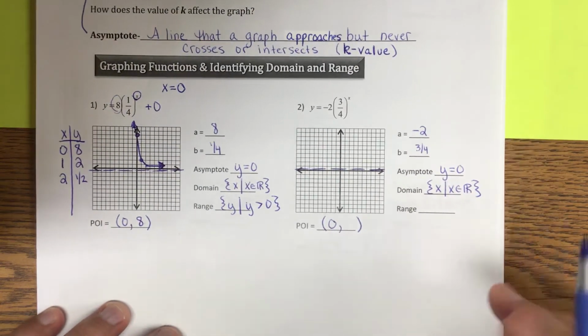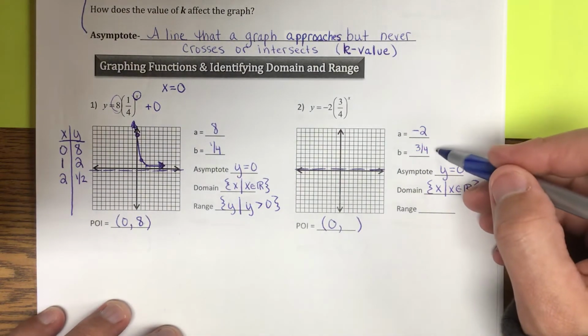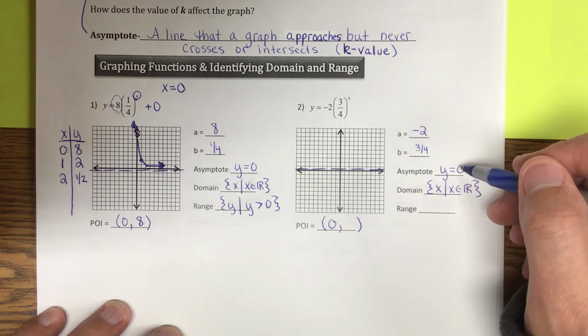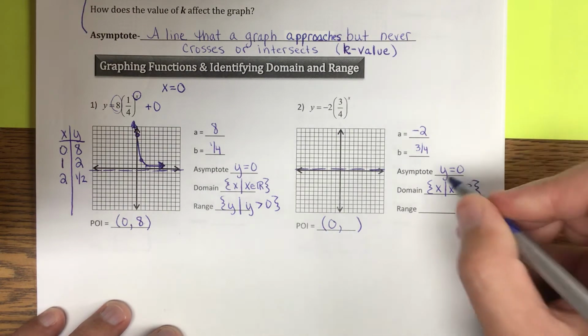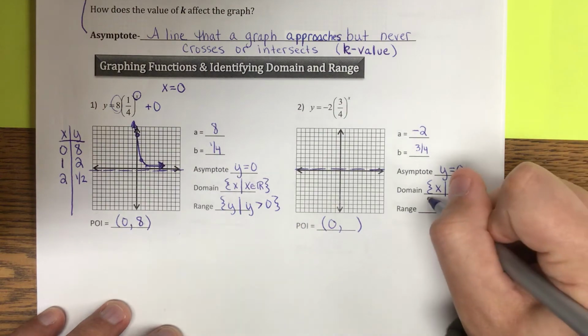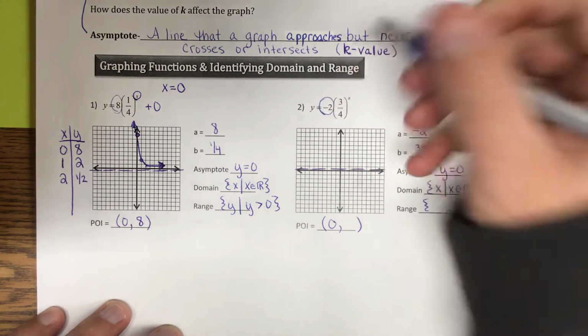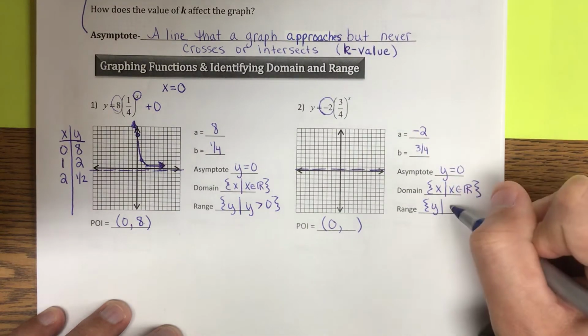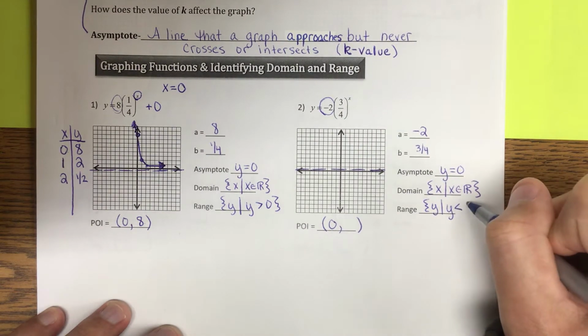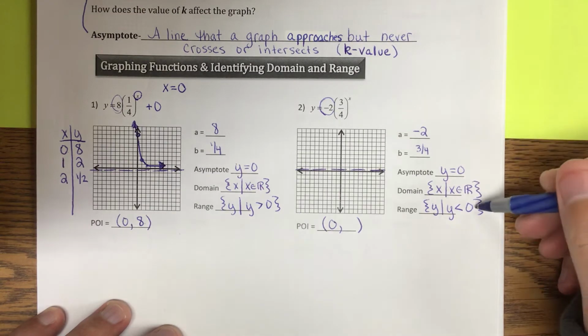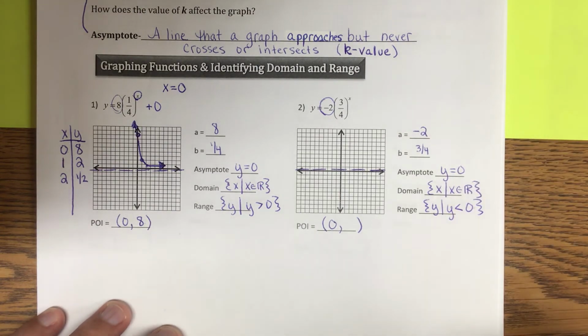Problem number 2, my a value is -2, my b value is 3/4, my asymptote is still at 0. Of course, the domain is any real number, that's always true. My a value, though, is negative, so that means the range is y such that y is less than 0. And once again, that 0 comes from the asymptote.